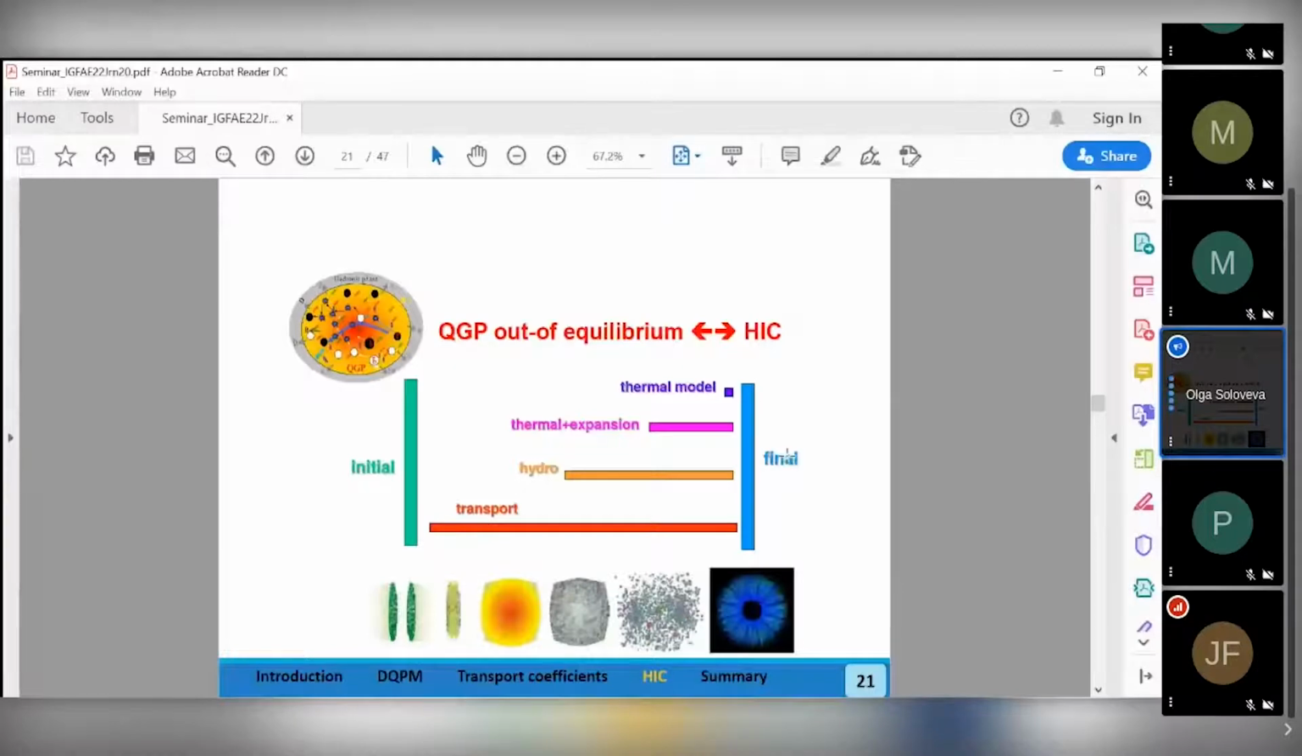Another very simple model is the thermal model, where you can extract the temperature and baryon chemical potential using the number of particles or the distribution in rapidity. It's a very useful model in order to understand the values of temperature and maybe baryon chemical potential in heavy ion collisions. But another very useful model is the transport simulation, which starts from the initial part and goes to the final part.